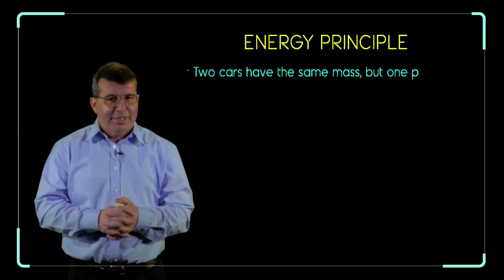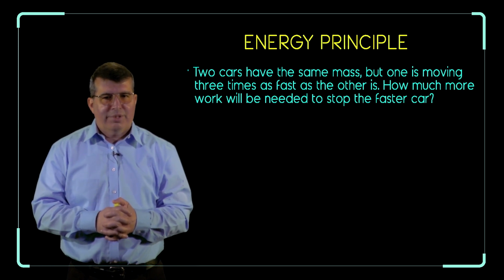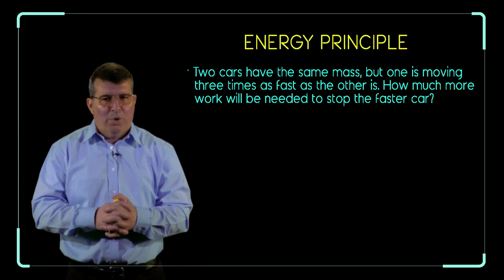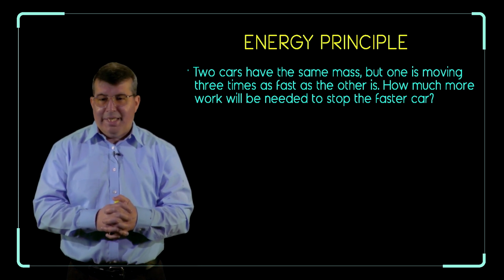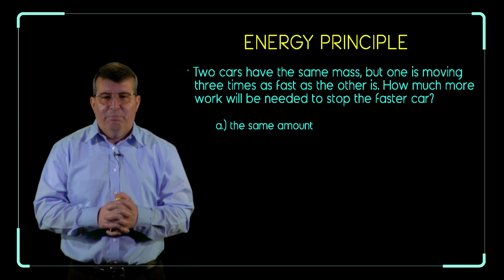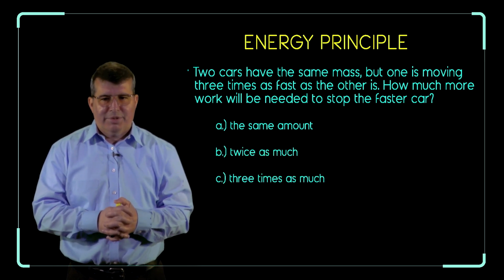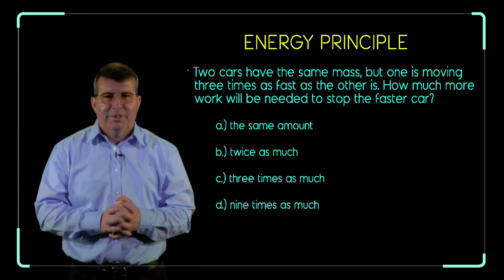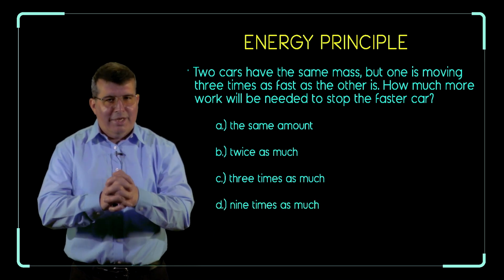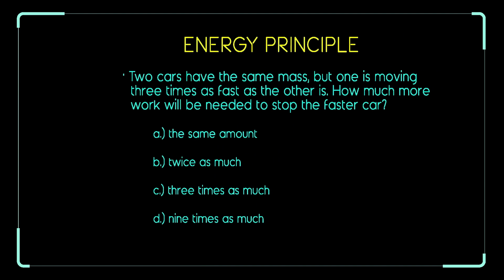Okay, another question. Two cars have the same mass, but one is moving 3 times as fast as the other is. How much more work will be needed to stop the faster car? A, the same amount. B, twice as much. C, 3 times as much. Or D, 9 times as much. Once again, think about it. Definitely come down on an answer, and then I'll tell you.